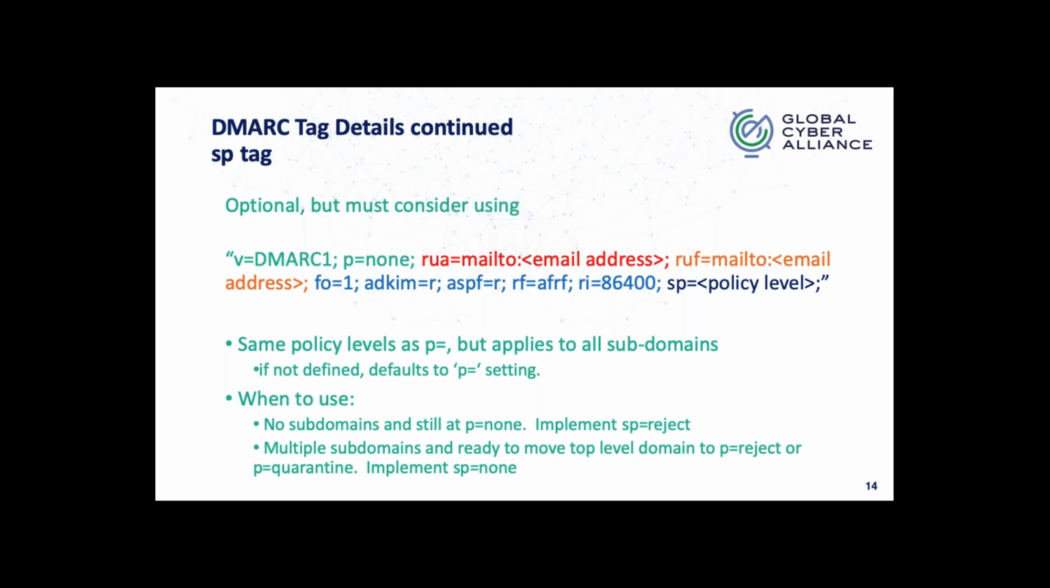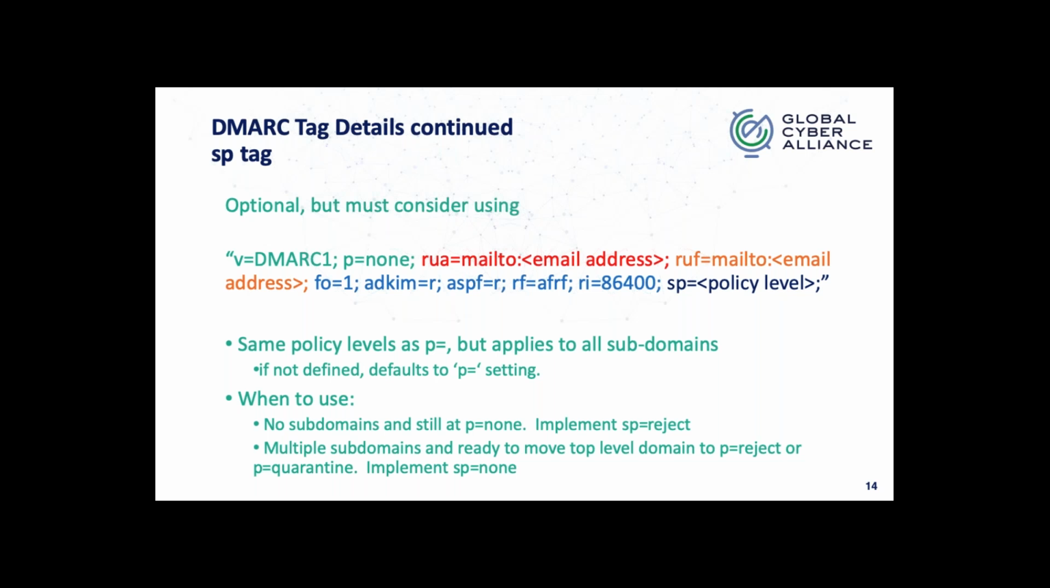So you can put in the SP tag, and the SP tag will use the same policy levels of none, quarantine, and reject, but applies it to the subdomains. So why should you consider using this? That's where that list of subdomains can help. If you have subdomains that are publicly accessible, but they're not being used for email purposes, or even if you don't have any subdomains and you know they're not being used, put in or add in the SP equals reject tag.